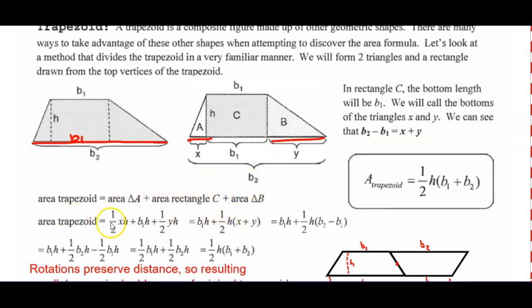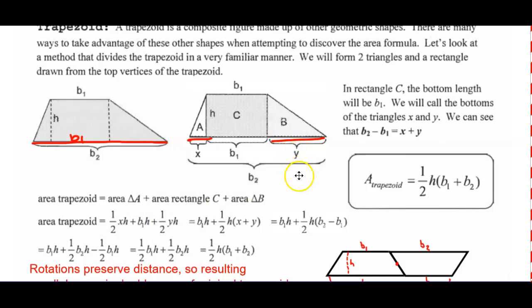The area of the first triangle would be 1/2 x times h, because the base is x and the height is h. The area of the rectangle is just going to be base 1 times height. That's obvious, length times width. And then the third triangle is 1/2 y times h for the same reason as the first one.